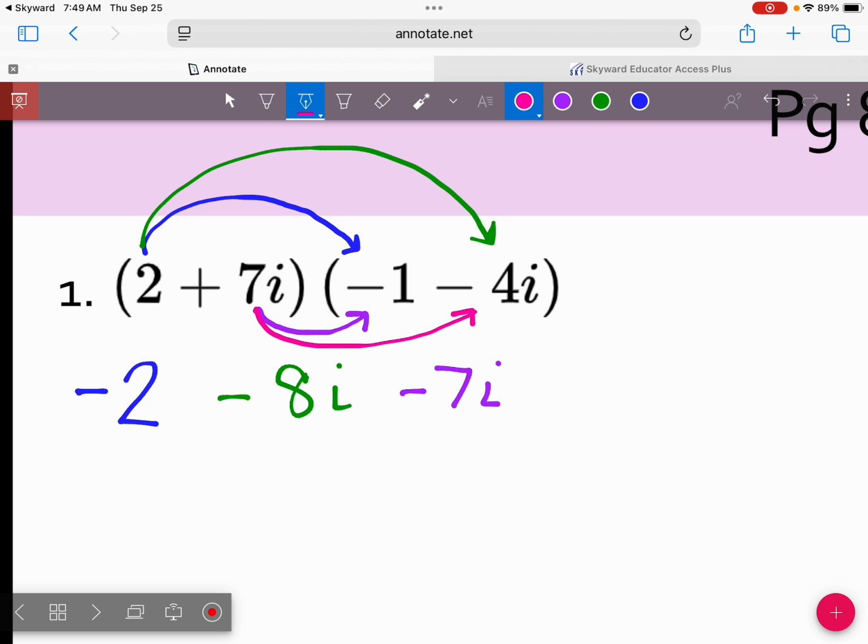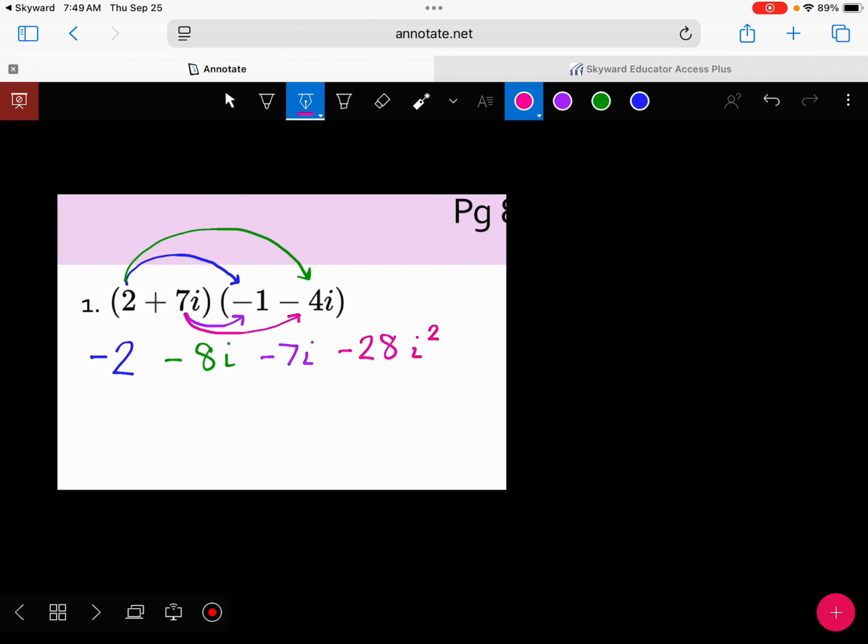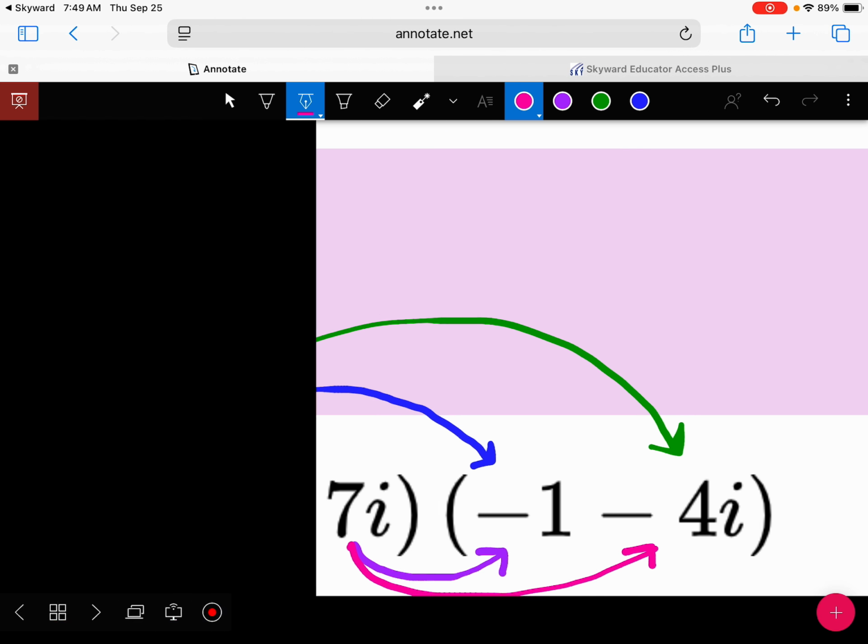Seven times negative 4 gives us minus 28. And i times i gives us i squared. We need to simplify this as much as we can, including the i squared, because we talked about this the other day.